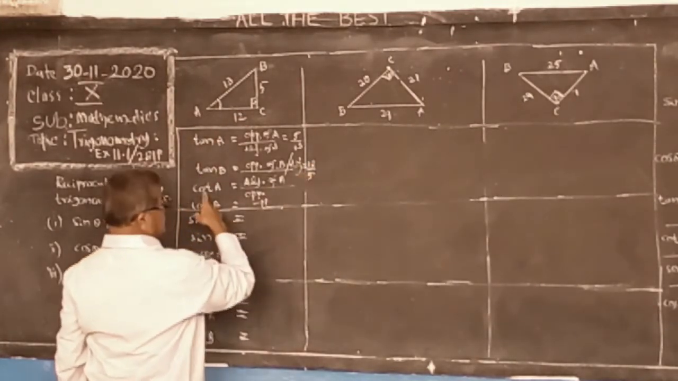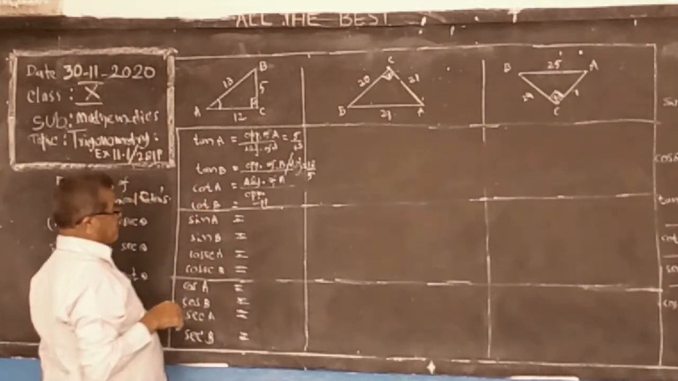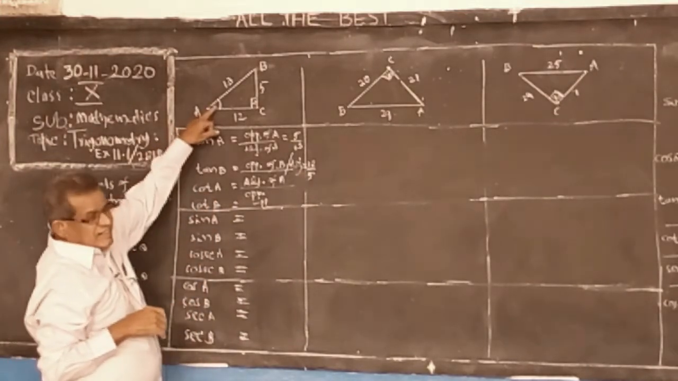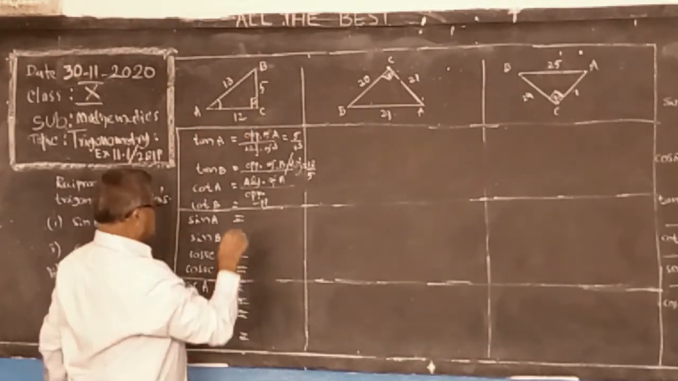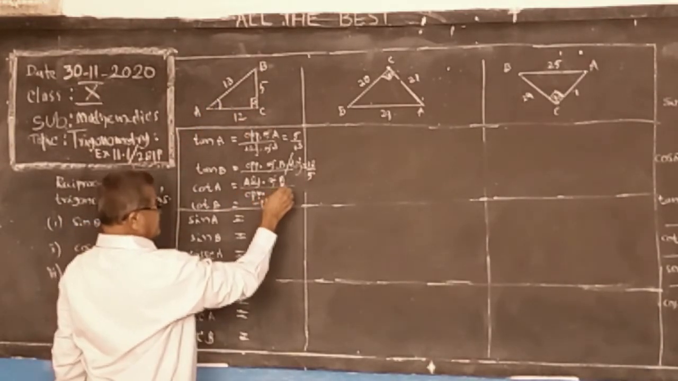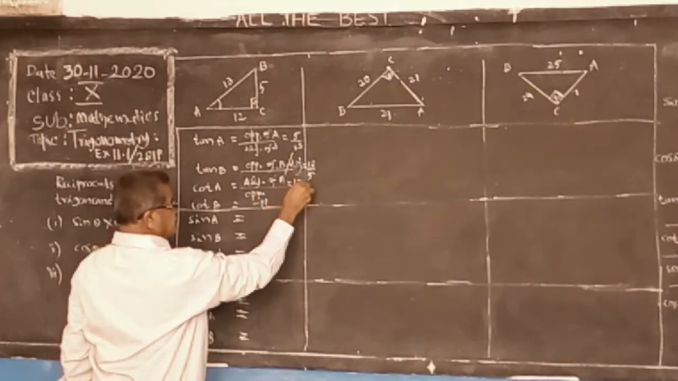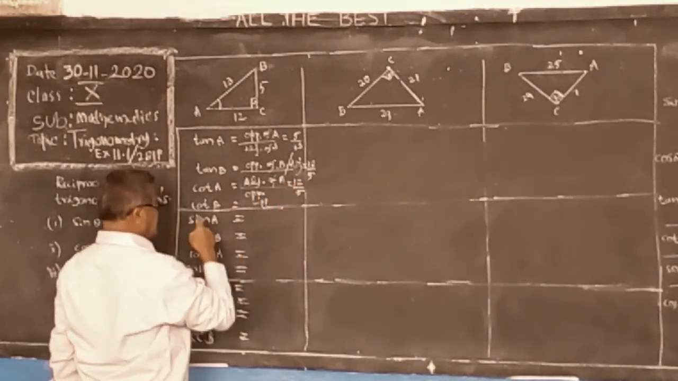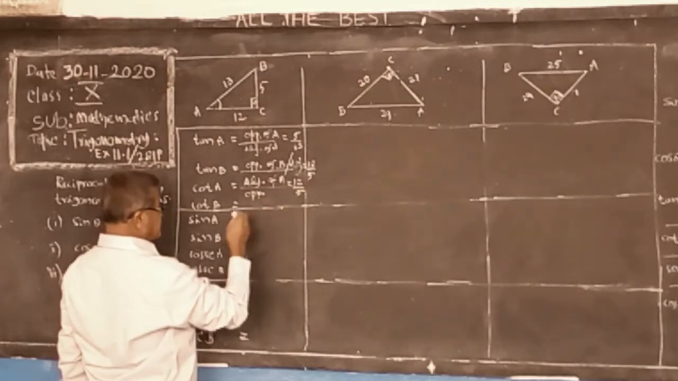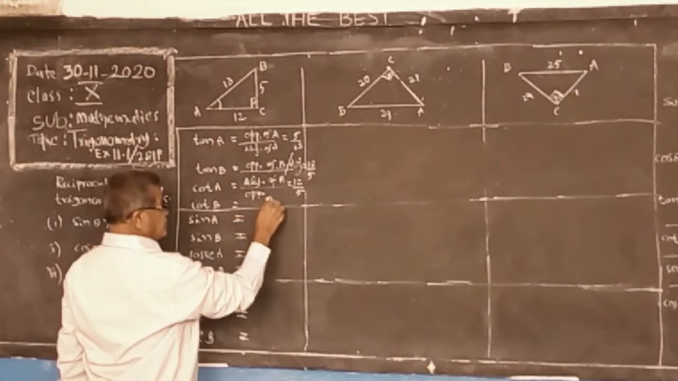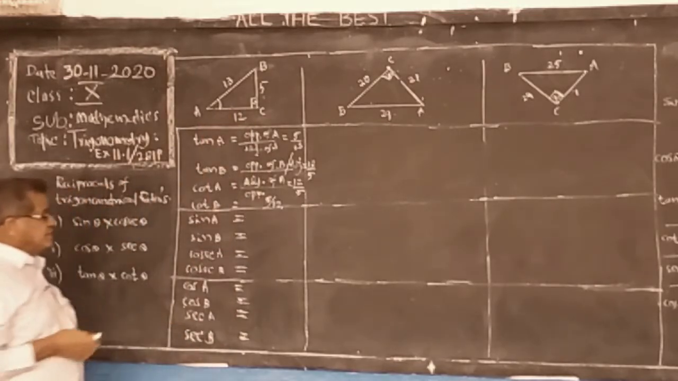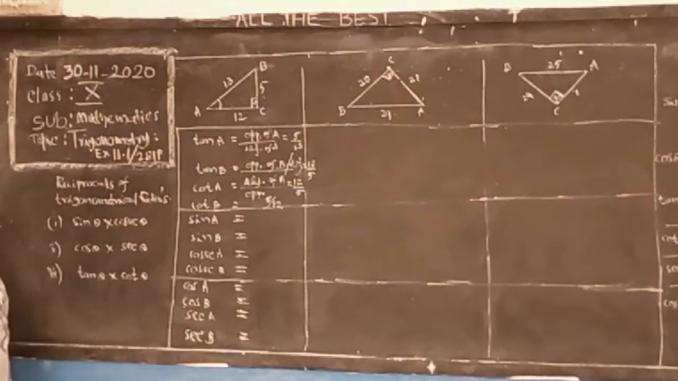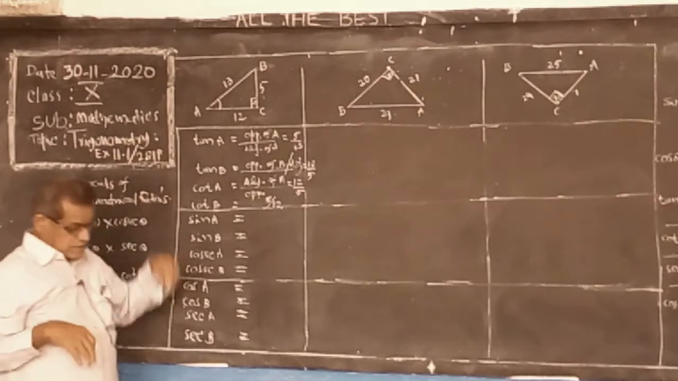Next, cot A. A is here. Cot definition, adjacent side by opposite side, 12 by 5. And cot B, the reciprocal, 5 by 12. Adjacent side by opposite side. Like this we have to write for all the triangles.